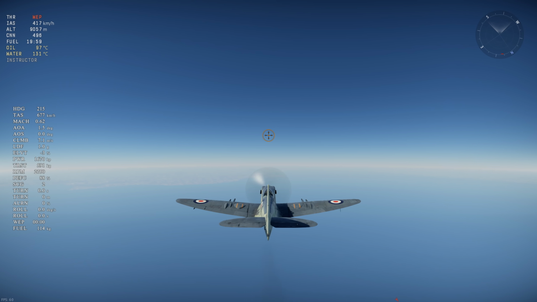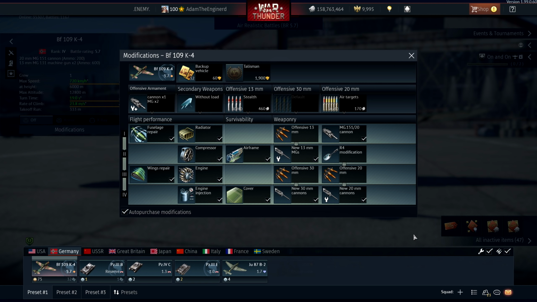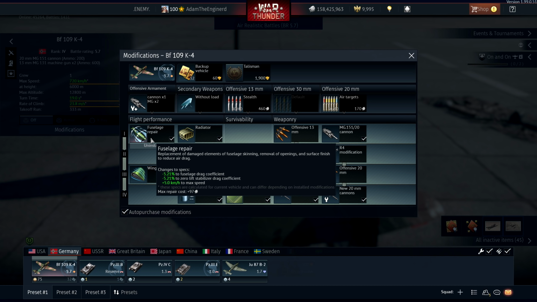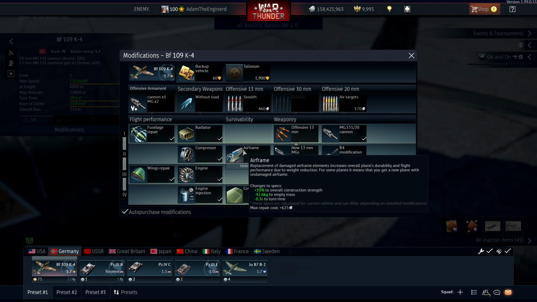After gauging models and aircraft to meet the performance indicated in their secret documents, they then decide how much each modification reduces the performance of the aircraft. This is the modifications window for the BF-109K4. If we hover over the fuselage repair modification, you can see how that mod affects the aircraft coefficients in the flight model. For example, the fuselage repair mod reduces the fuselage drag coefficient by 5.21%, which means that a stock K4 has a fuselage drag coefficient 5.21% higher than a spaded K4, which reduces speed. Every modification will affect different parts of the aircraft.